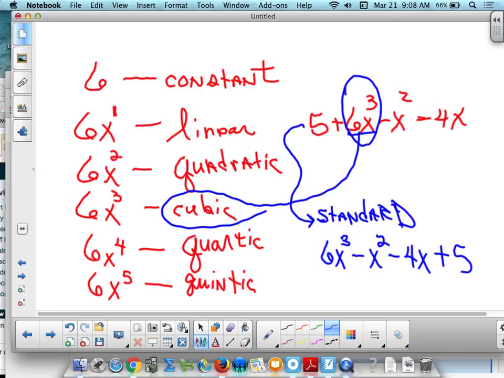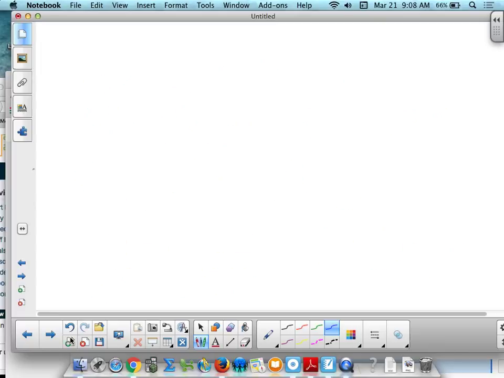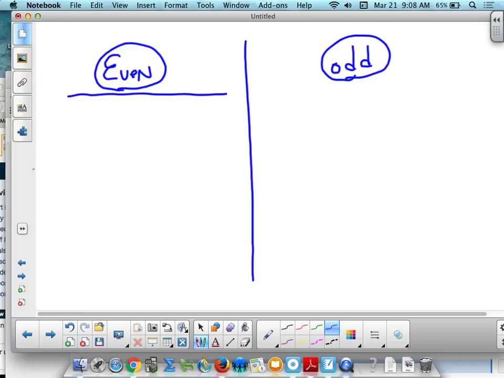End behavior. All right, so how does your polynomial act on the left side? How does it act on the right side? Well, there's two types of graphs, or I should say two types of polynomials. There's even, and then there's odd. Okay? So let's go with even first. Even says if you have x to the second, or x to the fourth, or x to the sixth, or x to the eighth, and the number in front is positive, this is called the leading coefficient. If it's positive, it acts like a parabola going which way? Up.